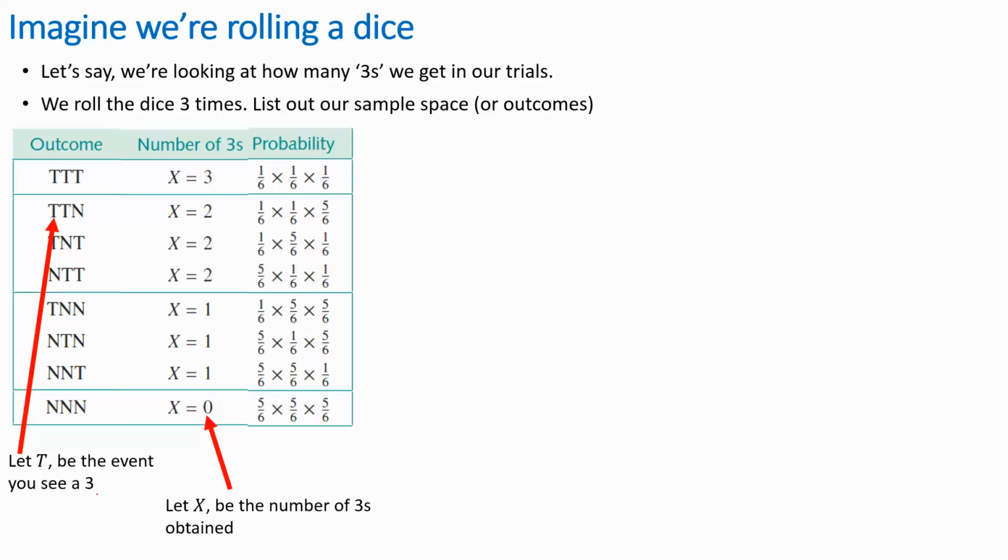So you would have filled it all out. The chance of getting a 3 first, a 3 second, and then not a 3 would have been 1/6 times 1/6 times 5/6. So if you had to work out the probability of getting 3 successes, meaning 3 threes, it's 1/6 times 1/6 times 1/6. Whereas for the chance of getting 2 threes, you would find the probability of each one of these and add them all together. That tells you the chances of getting 2 threes, or 1 three, or no threes at all.